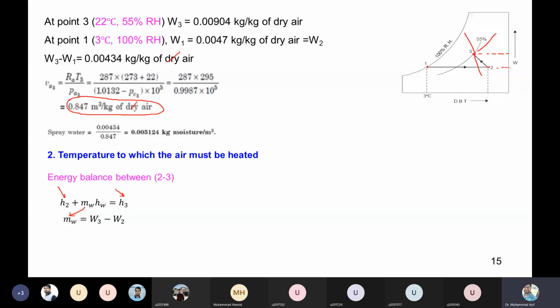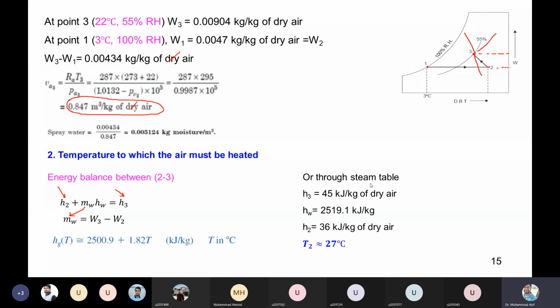Yes, sir, thank you. Okay, so then to get the temperature at point 2, you have to apply the energy balance between 2 and 3. This is a simple energy balance. The enthalpy of the water vapors, h_w, we can figure out from the empirical relation as well as from the steam table. If you recall the previous lecture, the enthalpy of the water vapors we can get from this equation if we know the temperature, and also from the steam table.